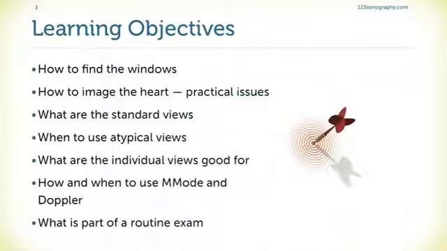So the learning objectives of this chapter are how to find the windows, how to image the heart, and especially to focus on practical issues: what the standard views are, and also that there are atypical views that are very helpful in many clinical situations, what the individual views are good for, how and when to use M-mode and Doppler, and what is part of a routine exam.